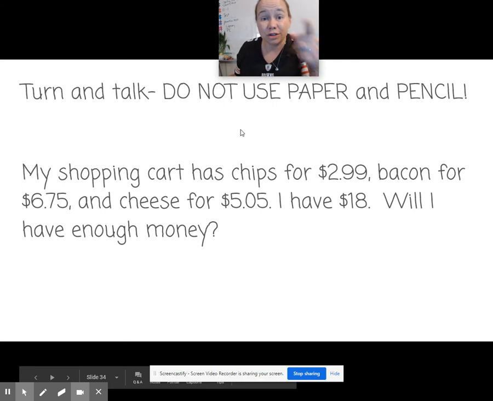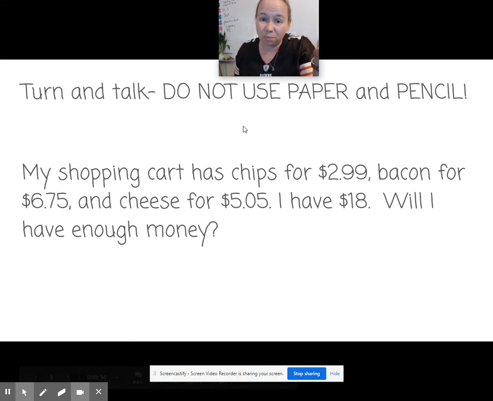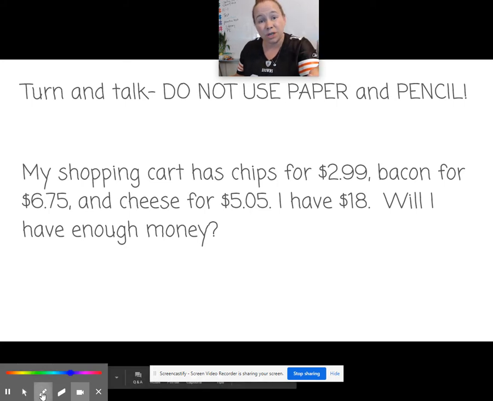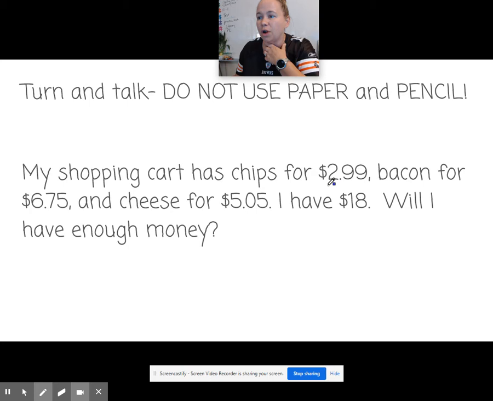Turn and talk. Do not use paper and pencil. So I want you to try to think this through, mental math, because that's the whole reason we use estimation, right? Okay, my shopping cart has chips for $2.99. Well, what's that close to? Yeah, $3. Bacon for $6.75. So are we going to round that to $7 or $6? $6.75. Yeah, it's closer to $7.